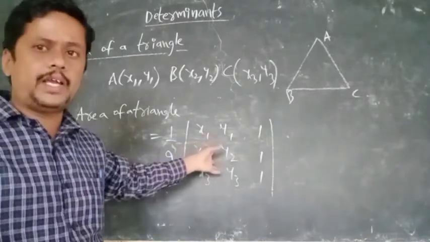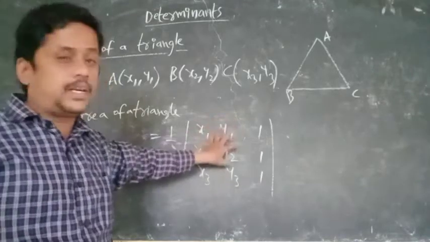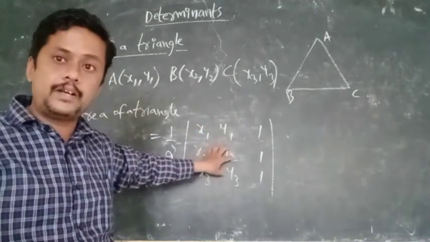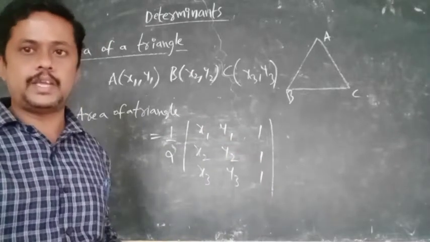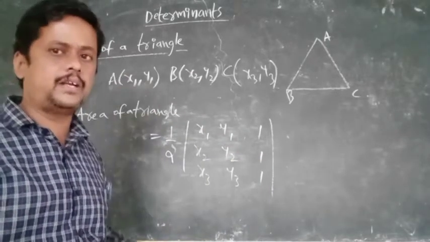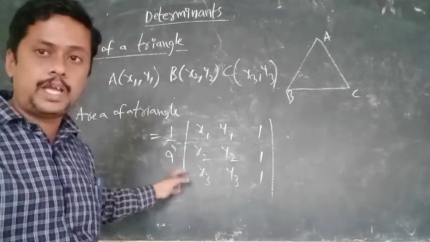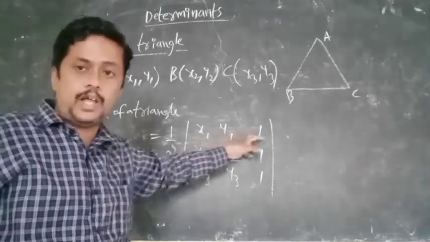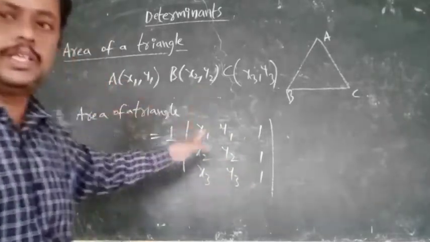You have to use this formula. You know how to calculate the determinant for a 3 by 3 matrix now. By using the determinant method, you can easily get the answer. This is a very important formula: half into the determinant x1 y1 1, x2 y2 1, x3 y3 1. We will see related problems.